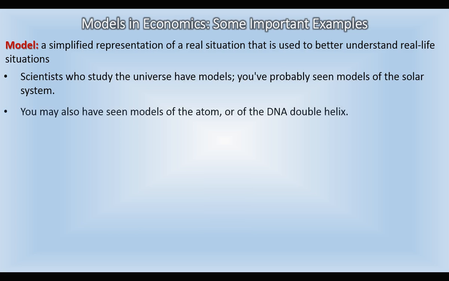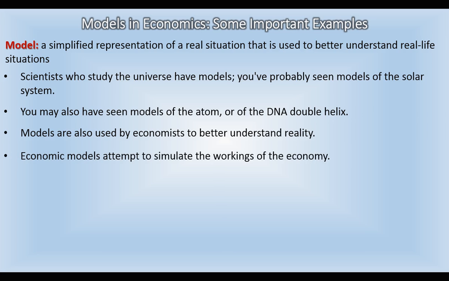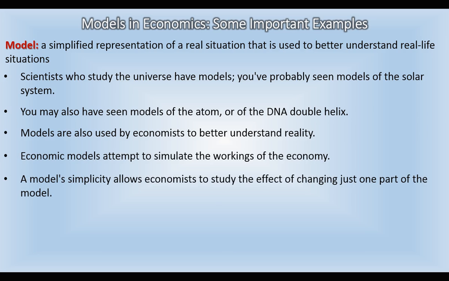Scientists who study the universe have models. You've probably seen models of the solar system. You may also have seen models of the atom or the DNA double helix. Models are also used in economics to better understand reality. Economic models attempt to simulate the workings of the economy. A model's simplicity allows economists to study the effects of changing just one part of the model. That's where the simplifications become important. They allow us to focus on one thing and make some inference about it, gaining some insight that otherwise you may not be able to.